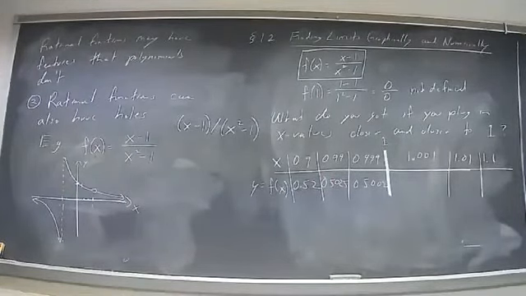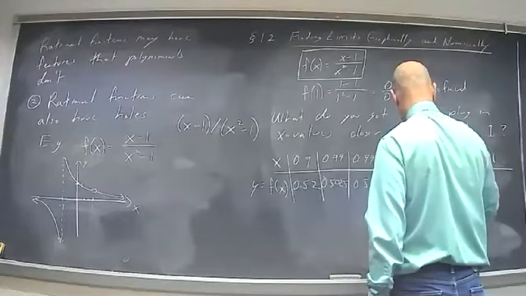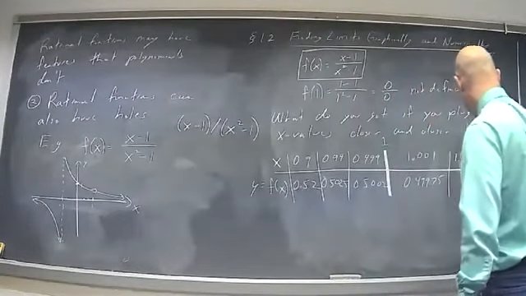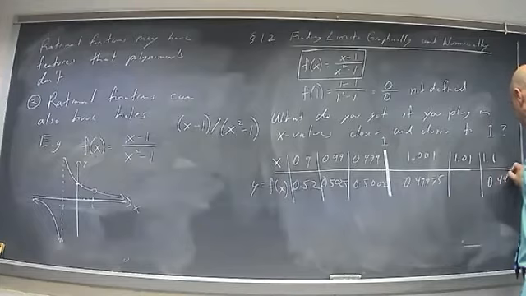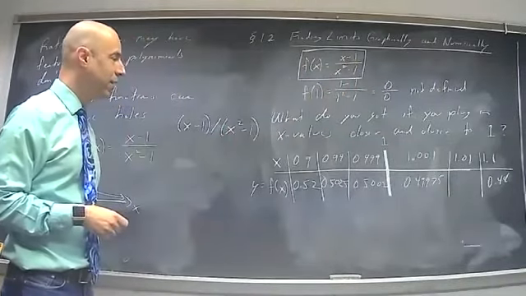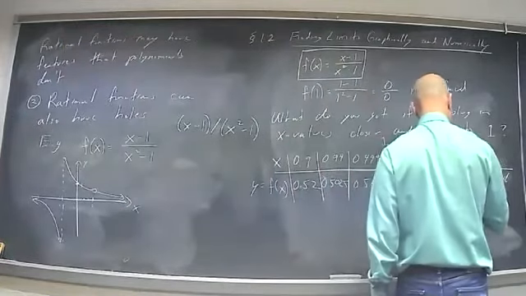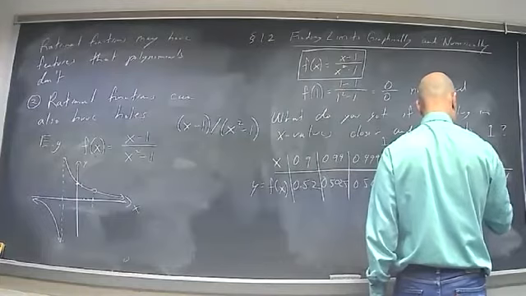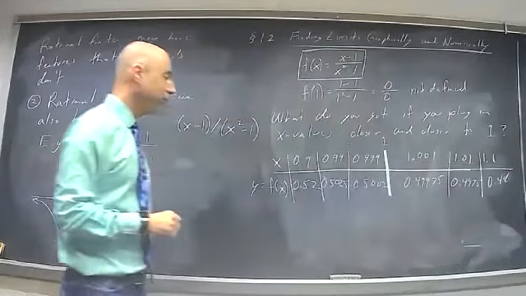For 1.001, I got 0.49975. 0.49975, good. I'm assuming somebody plugged in 1.1 and got something like 0.48-ish. How about 1.01? 0.4975. Okay, great. I think those will do.